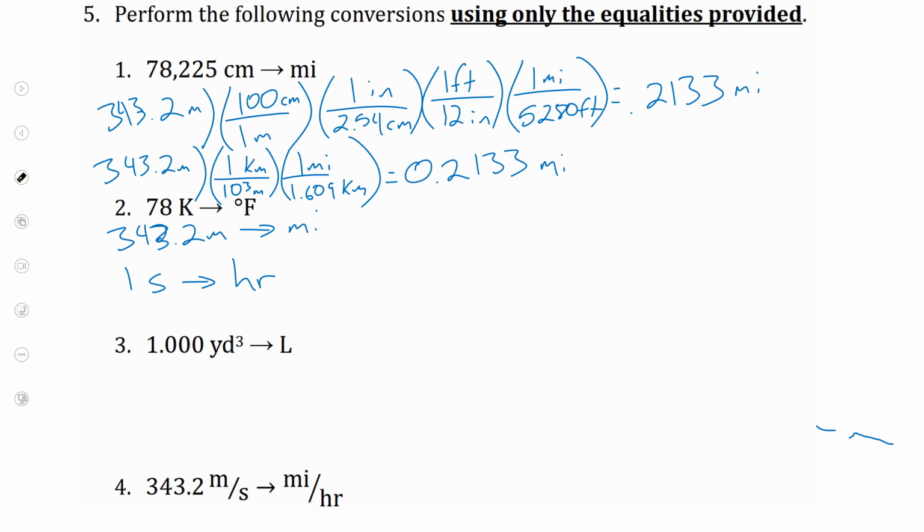All right. Can we take 1 second and go to hours? Yeah. We actually have a 1-step conversion for that. 1 second. For every 3,600 seconds, that's 1 hour. So we get a really small number.